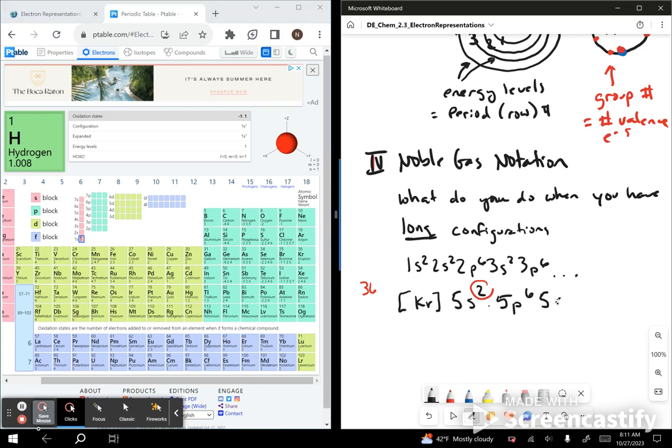5d, and you can have up to 10 in there. How many do we have? 36, 37, 38, 39, 40, 41, 42, 43, 44. I need 3 more of these. So there you go. And that would be your notation. And that's a lot shorter than having to draw out this whole thing here. Okay, so this is called your noble gas notation. All right. So I think that's it.